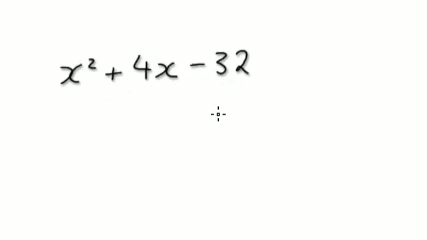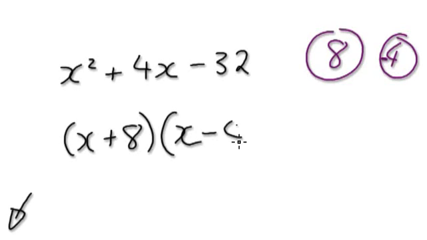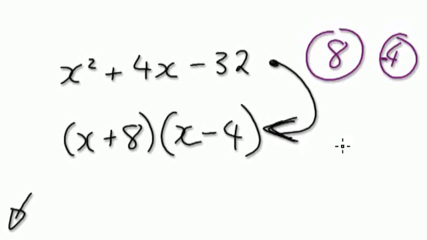Okay, next one and the last one. So press pause and have a go. Alright, 32. How can you create 32? Maybe, I don't know, an 8 and a 4. Okay, 8 and a 4. How can you create positive 4x later on? Well, stick a minus in here. So the solution here would be x plus 8, close this, x minus 4. Okay, so this here is your answer.